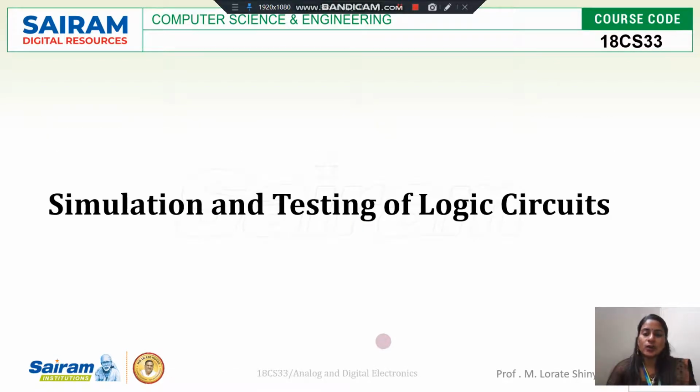Next, simulation and testing of logic circuits. Once the logic circuit is ready, that design must be tested and debugged. There are two ways to test the circuit. We can really build the circuit and test it in real time, or we can go for simulation. Of these two options, simulation is the best because it takes less time, costs less, and gives accurate output. So we always choose simulation for debugging of logic circuits.